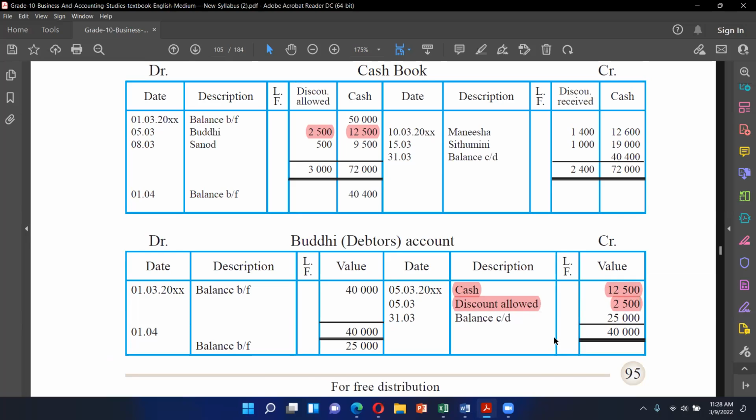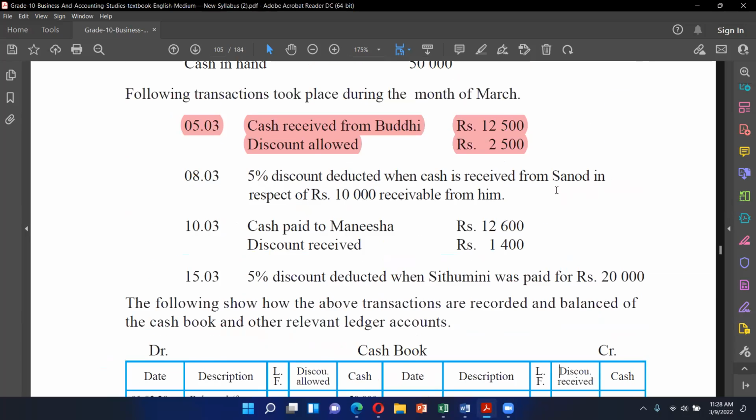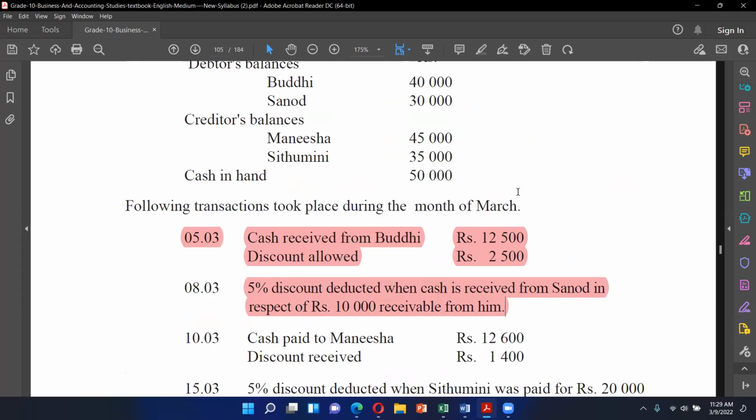Clear? Yes. Good. We'll ask the next transaction. Can you read the second transaction that is on 8th March? 5% discount deducted when cash is received from Sanod in respect of rupees 10,000 receivable from him. How do we record this transaction? Cash book debit 9,500, Sanod credit 10,000. Discount allowed debit 500. Yes.